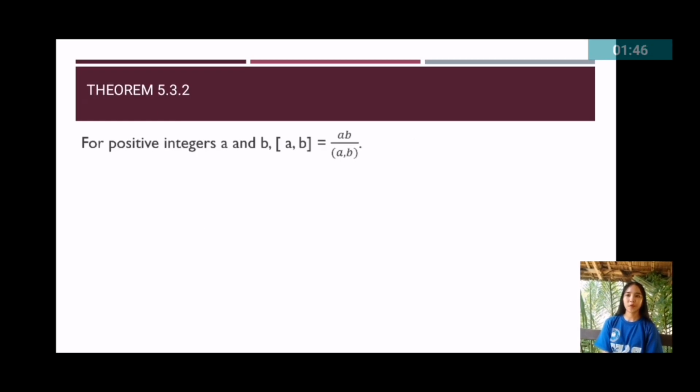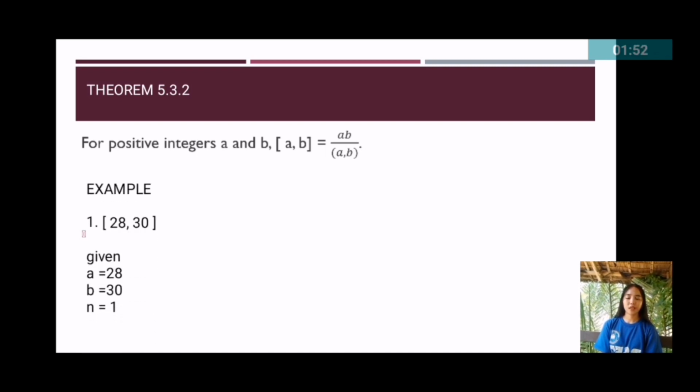Theorem 5.3.2. For positive integers a and b, the LCM of a and b is equal to ab over the GCD of a and b. Example: the LCM of 28 and 30, given a is equal to 28, b is equal to 30, and the GCD of a and b is 2.